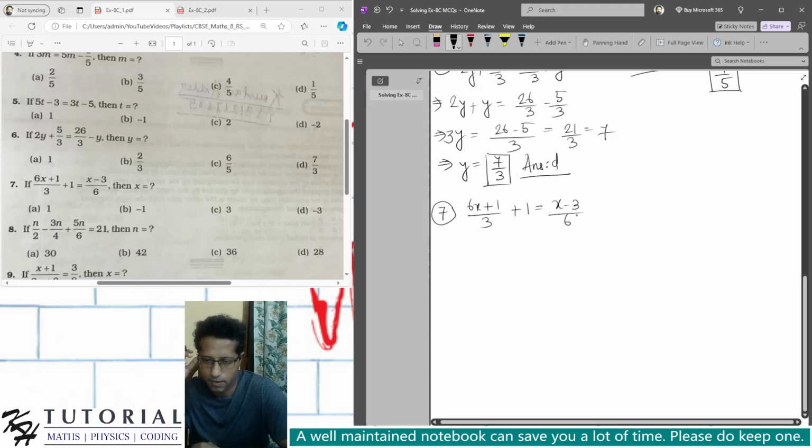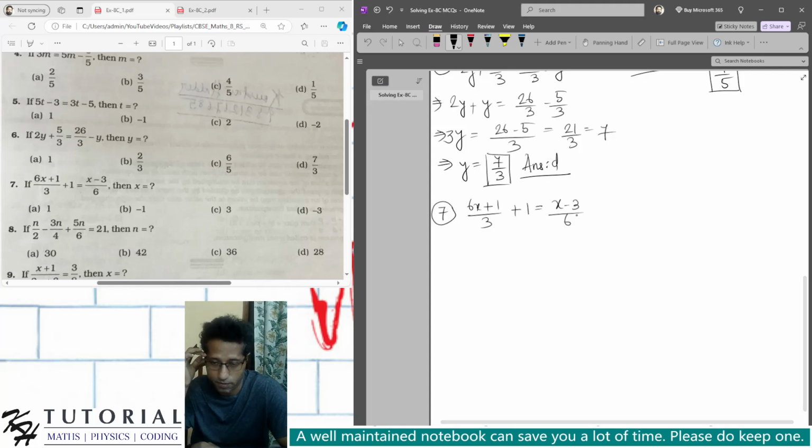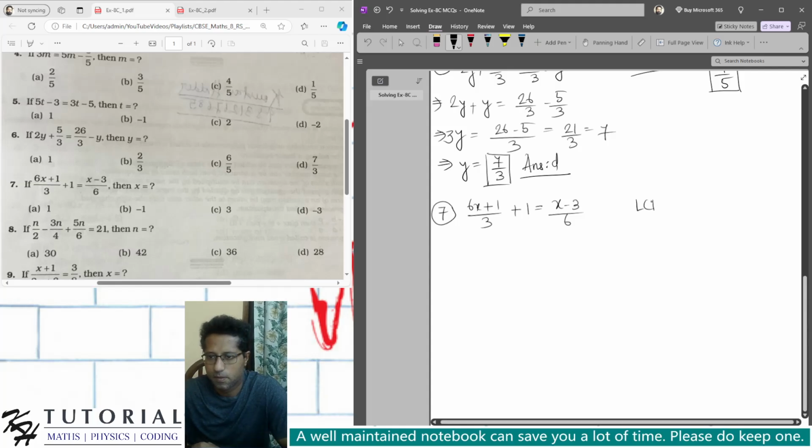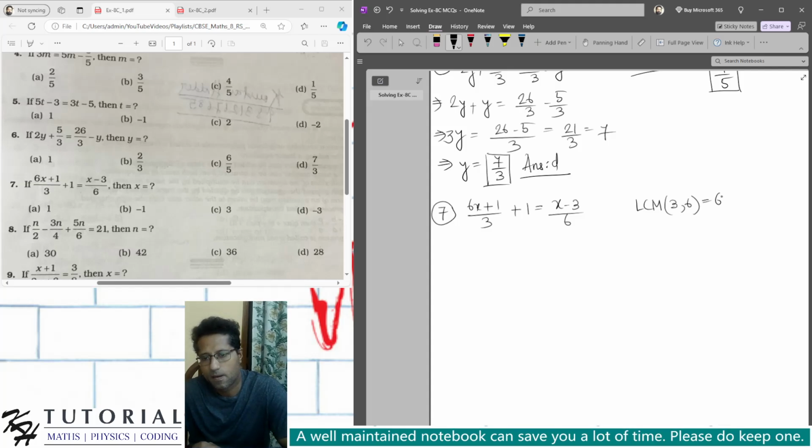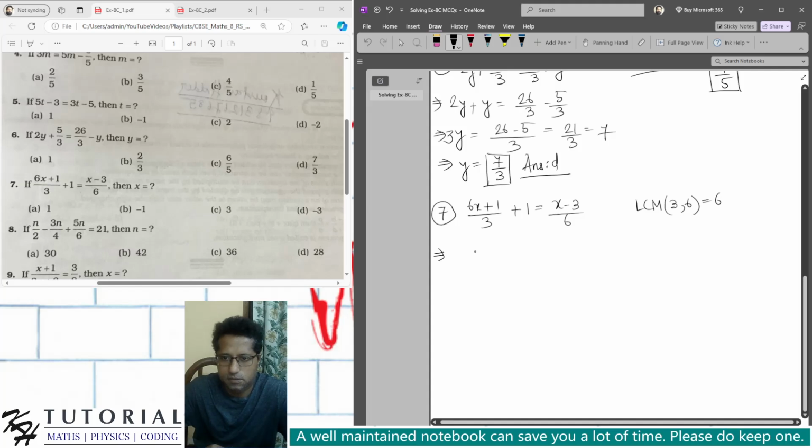Now we see that we have rational terms in the equation where the rational terms have the variable x, and the denominators are 3 and 6. So the LCM of 3 and 6 is 6. So we would like to multiply both the LHS and RHS by 6. Okay, so this implies you multiply 6 with the LHS, that is 6x plus 1 by 3 plus 1, is equal to 6 multiplied by x minus 3 by 6.